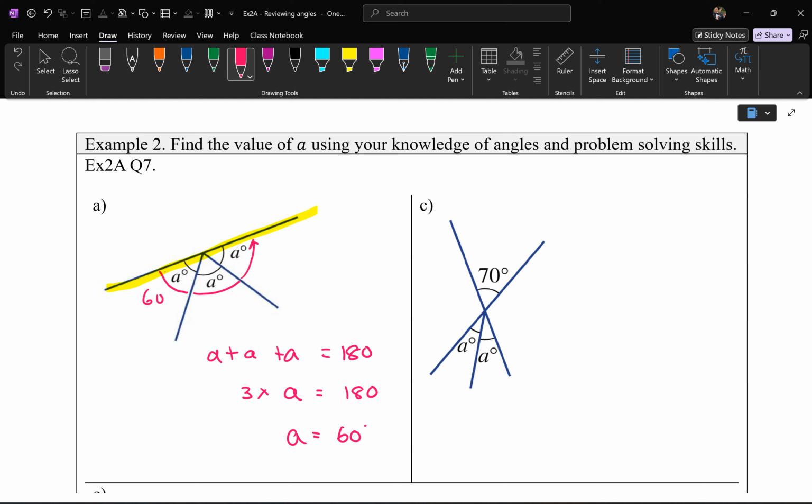gives you 60. Please write this down. Don't just stare at your piece of paper because you might refer back to these notes later. So here you can see that dividing A by 3, 180 divided by 3, that's how you get your 60 degrees.